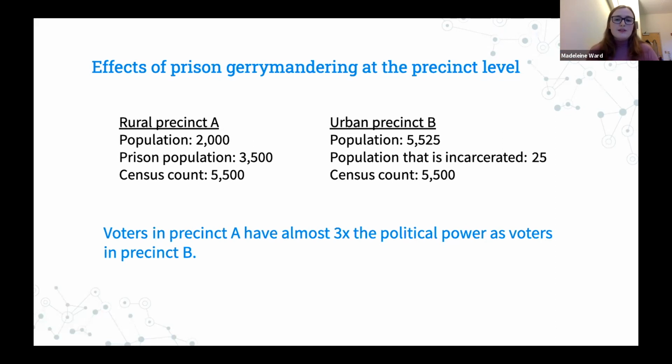So the census counts the population of the urban precinct B as 5,500. According to the census, precincts A and B have the same population. But voters in precinct A have almost 3 times the political clout that voters have in precinct B.